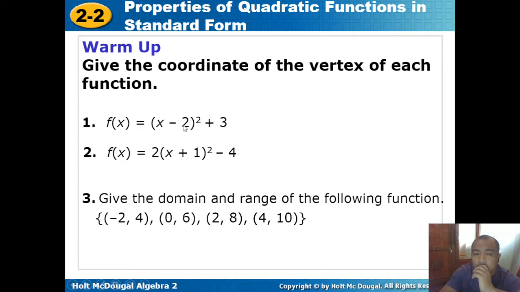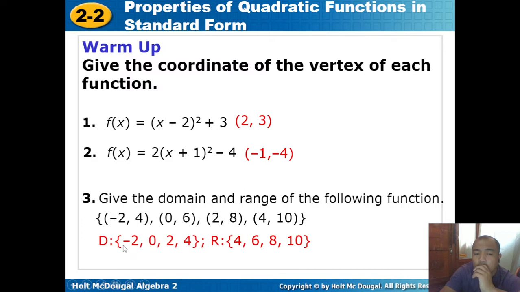Okay, that's easy. H is 2, K is 3, so therefore the vertex is (2, 3). How about here? What's the vertex? H is -1, K is -4, so what is the vertex? (-1, -4). Now give the domain and the range of the following function. So the domain is -2, 0, 2, 4, while the range are 4, 6, 8, 10.